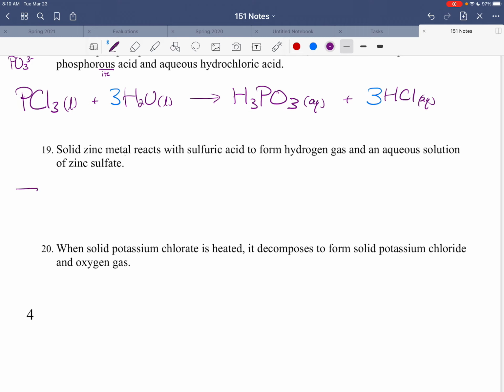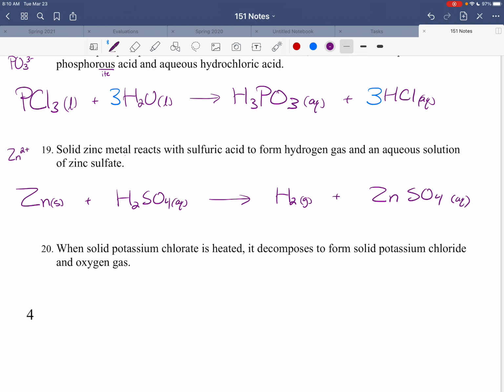Number 19. Solid zinc metal, Zn, reacts with sulfuric acid. We just did that one. H2SO4. Thank you. Produce hydrogen gas, H2 gas, and zinc sulfate, ZnSO4. Now, what's zinc's charge? We know sulfate is 2 minus. What's zinc? Well, zinc is always plus 2, right? Zinc's one of those. It's always plus 2.